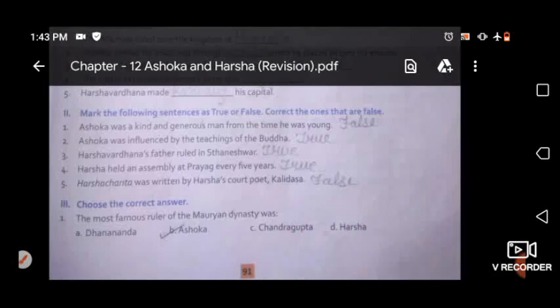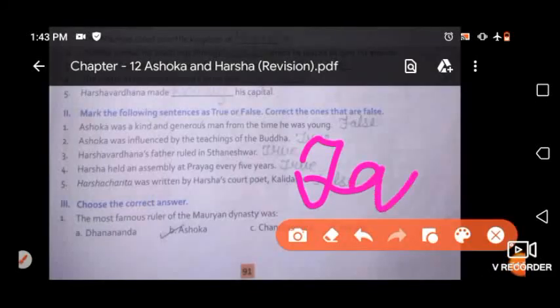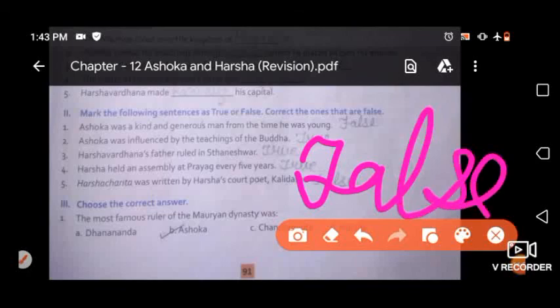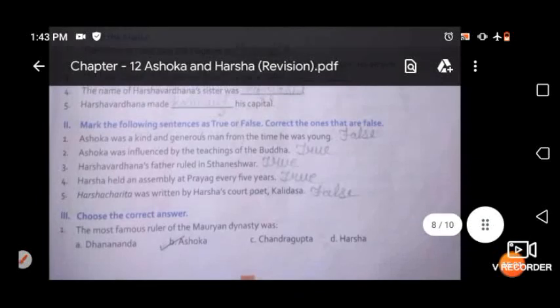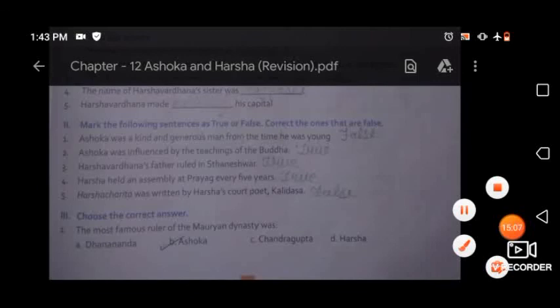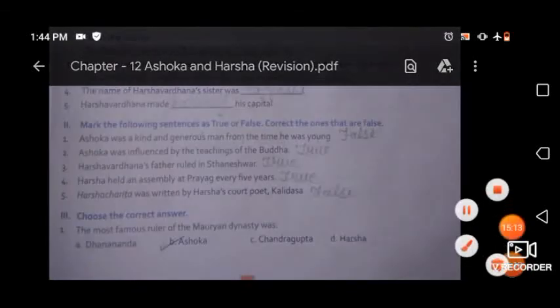Fifth one: Harsha Charita was written by Harsha's court poet Kalidas. No, this is false. Then who wrote the Harsha Charita? The writer of Harsha Charita was not Kalidas; he was Banabhatta. So Banabhatta was the writer of the Harsha Charita.